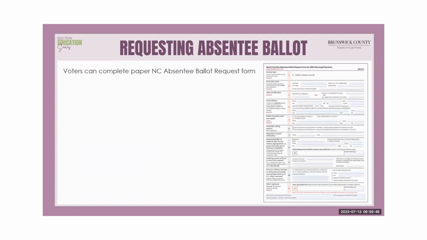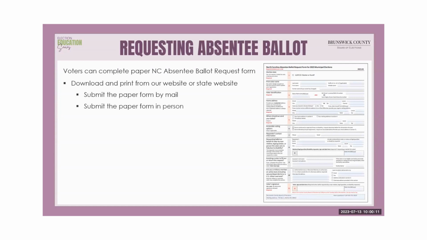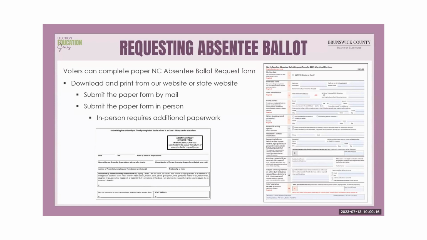Voters can also choose to utilize the paper North Carolina absentee ballot request form to request their absentee by mail ballot. Voters can download and print the form from our website or the state's website. Forms can also be obtained at the Board of Elections office. The voter can then complete the paper form and mail it to our office, or they can bring the completed paper form to our office, which will require the person returning the request form to complete a return log per North Carolina state requirements.